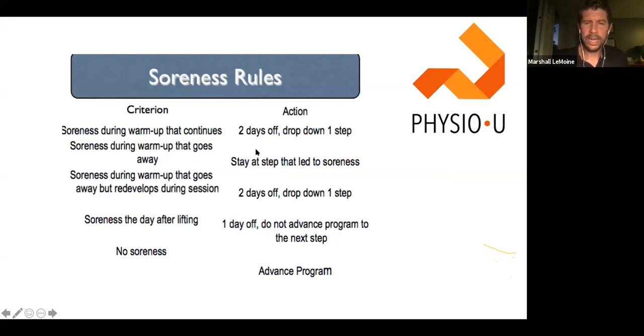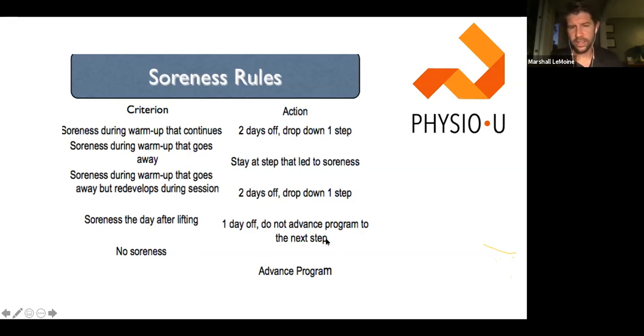It's a way to help patients understand how to advance things, but also for clinicians to make sure we're not progressing too quickly, but also maybe we're not doing enough. Maybe we can actually progress them more. So if you have soreness that doesn't go away with warm up, it stays the whole time, you may need to take a couple of days off and go down. That was too much. If soreness goes away during warm up, okay, maybe we need to stay where we're at. If it's soreness the day after, just take a day off, but then stay where you're at. No soreness at all? We've got to advance our program.